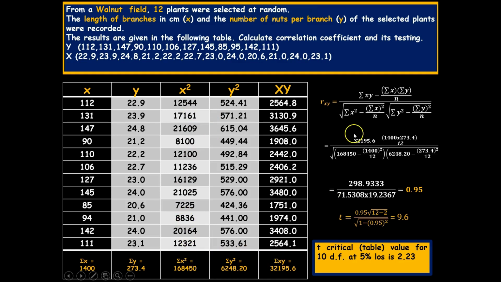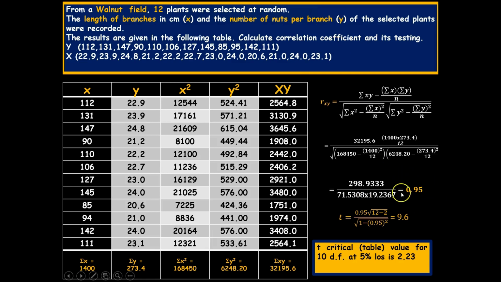Then we put all these values in the formula of correlation, and in this case we have got a correlation value of 0.95, which is positive and closer towards 1. We can say there exists a positive correlation or linear relationship between these two variables. That means as the length of these branches increases, the number of nuts per branch also increases.